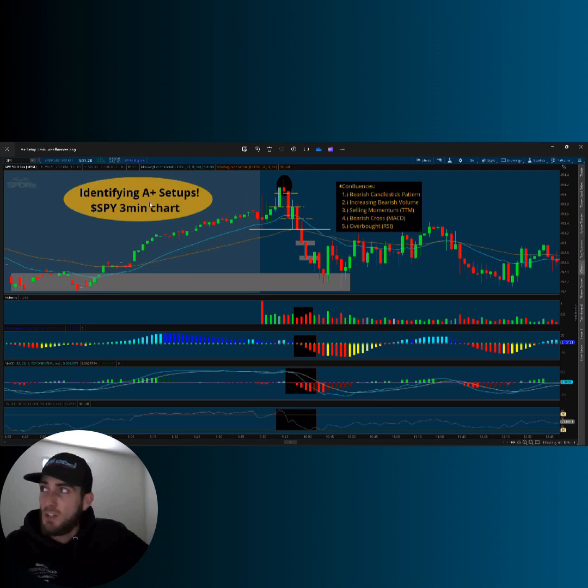Here's a third one. Another A plus setup. Again, we just need three confluences, and most of these have had five already. So we had a bearish candlestick pattern at the high of day. We had increasing bearish volume, TTM squeeze indicating that selling momentum is taking control. Bearish MACD cross, and then it fell into the bearish zone of the indicator. And the RSI rejecting at the overbought level and moving down to the oversold. Nice move down. All of those things indicate bearish indications, so plenty of room for profit here.